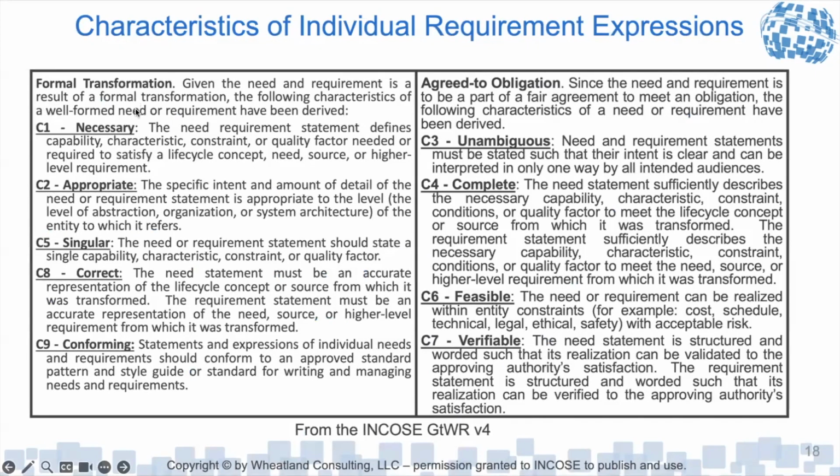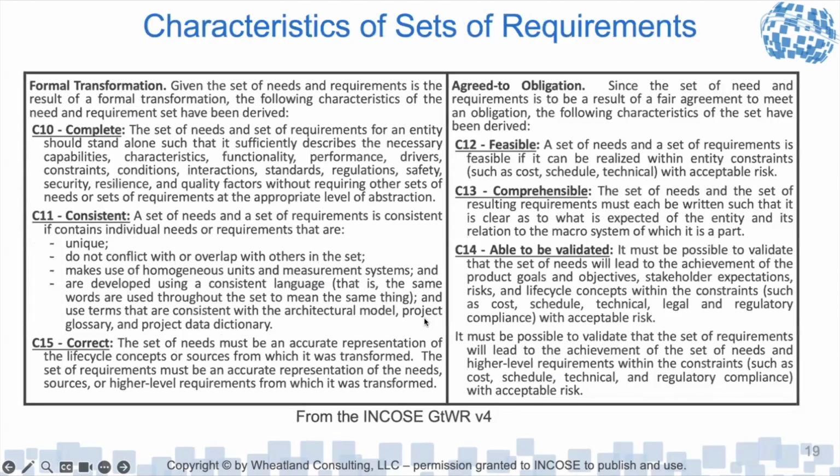transformation, set of characteristics: necessary, appropriate, singular, correct, and conforming. And then from an agreed to obligation standpoint that you'd expect in a contract, you'd want your requirements to be unambiguous, complete, feasible, and verifiable. And then we have characteristics of the sets of requirements.